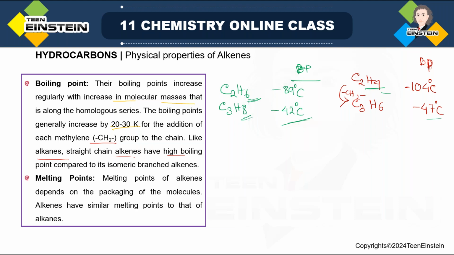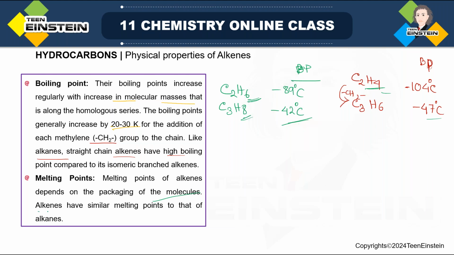Next you will see melting points. Now for melting points, alkenes depend on the packing of the molecule. Remember, in case of cis trans, we have seen that in cis it is not very symmetrical, so packing is not very good. But in case of trans, because of this symmetric nature, the packing is better. But that is the melting point comparison for geometrical isomers.